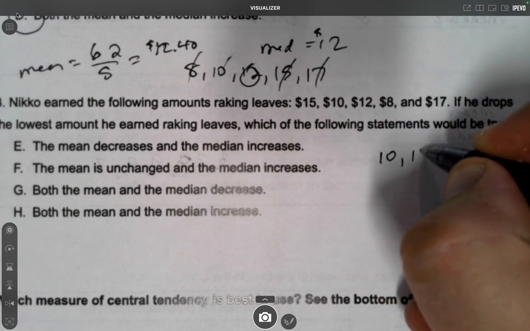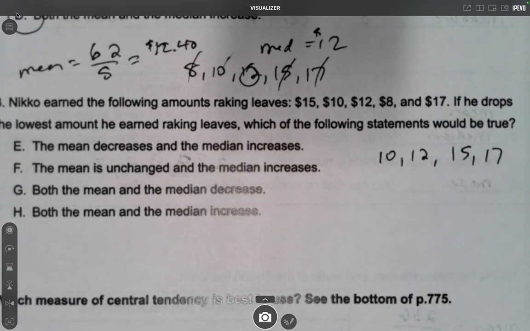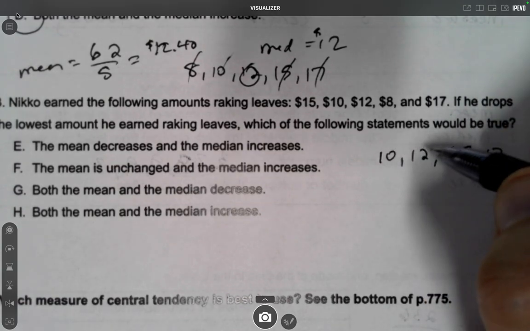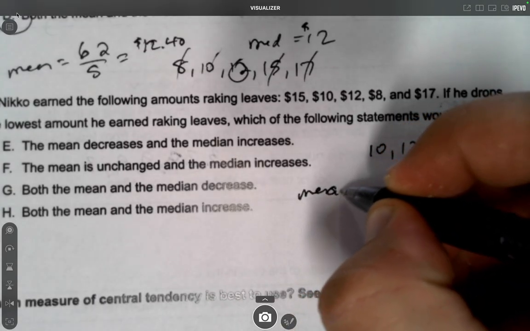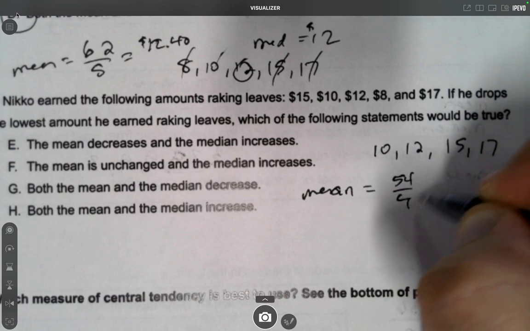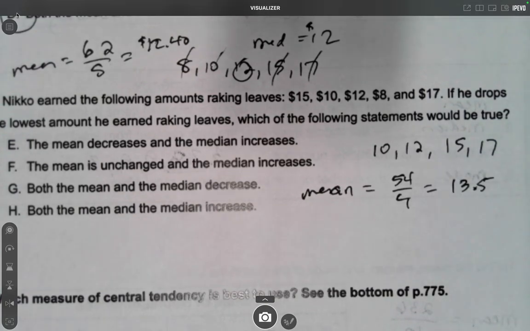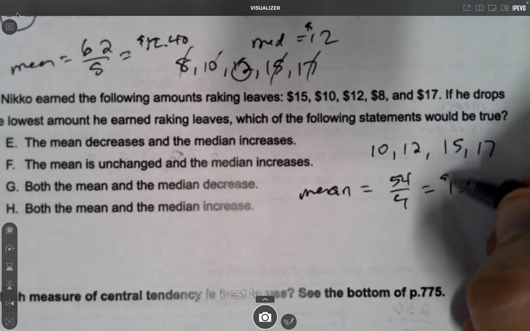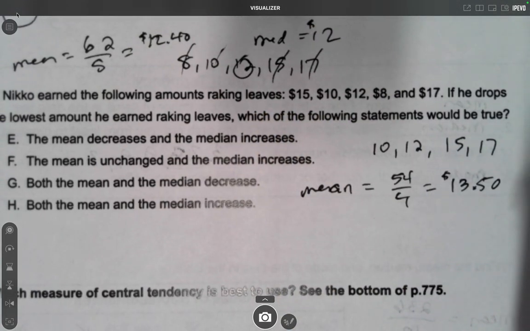Now he says if he takes away the time he earned the least, so he takes away the 8, and he wants to look only at the times he earned more, which is 10, 12, 15, and 17. So if you add all 4 of those together, it's 54, and divided by 4, we get a mean of 13.5. So it makes sense, since we dropped the lowest one, the mean should go up. It's gone up from $12.40 to $13.50. I'm just including the zero since we're talking about money, so it makes sense to round to the nearest penny.